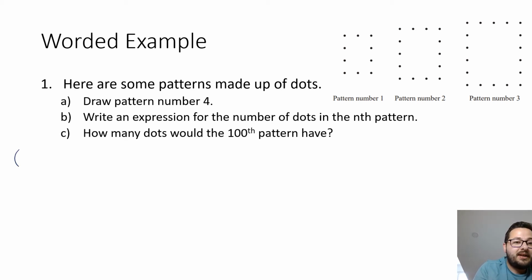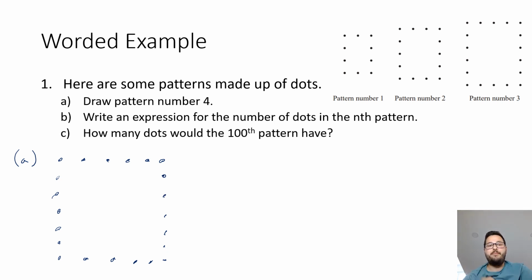So this is part A. So it's 1, 2, 3, 4, 5, 6. How many does it go down? Well, there's 4 on pattern number 1, 5 on number 2, 6 on number 3, so it should be 7. So 1, 2, 3, 4, 5, 6, 7. And then I'll just continue my thing. 1, 2, 3, 4, 5, 6, 7. So that is my pattern number 4.